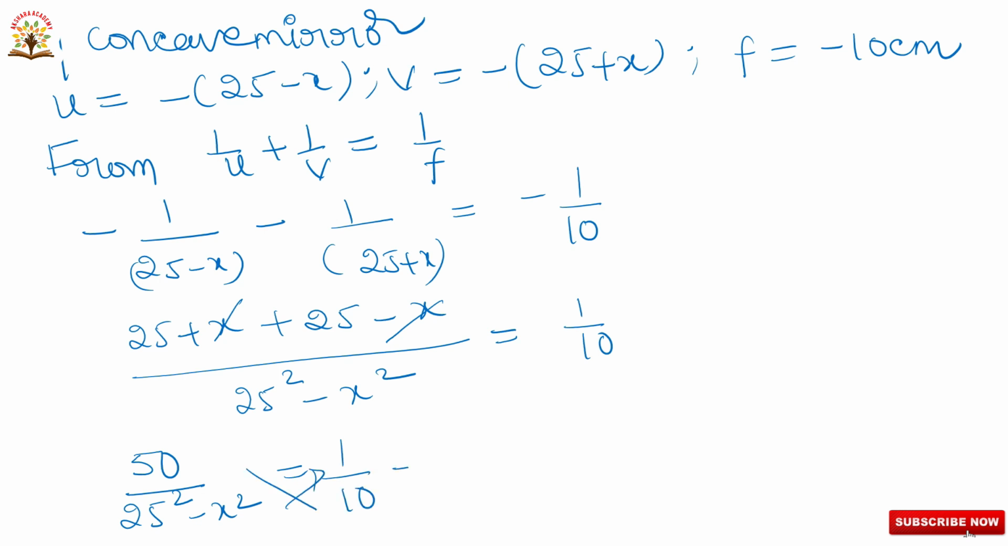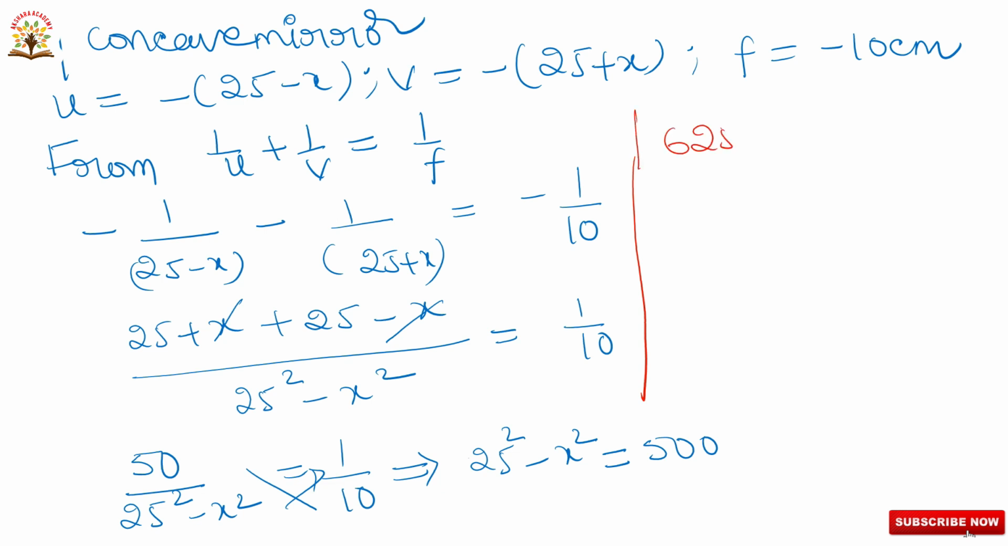Now taking cross multiplication, we are getting 25 squared minus x squared is equal to 50 into 10, that is 500. So 25 whole squared, nothing but 625, minus x squared is equal to 500. Minus x squared is equal to 625 minus 500.